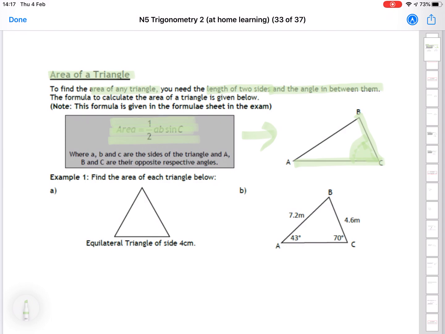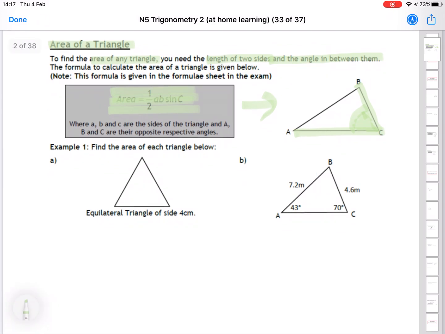So let's try a couple of examples. This is a really straightforward formula to work with. It's really simple to calculate. Here we have, for example, 1a, to find the area of the triangle shown, and we have an equilateral triangle of side 4 centimetres. The first thing you'd want to do, if you don't have letters A, B and C on the picture, or you have a different set of three letters, is put in your three letters. So we're going to go for A, B and C.